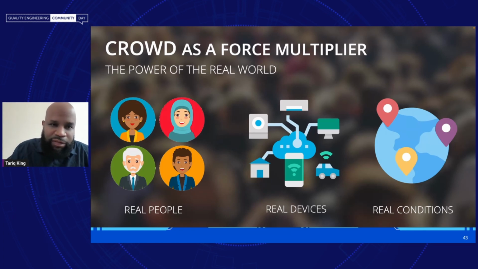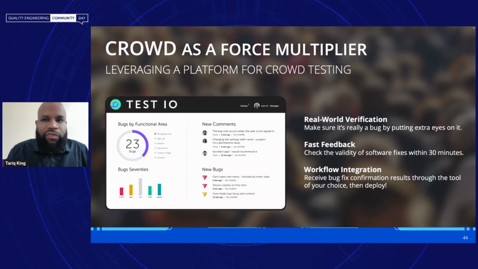I mean, you bring all these things together, now you have more realistic testing that covers a lot more, and it can be done in a bit of a burst, right? Where you can add it on as a force multiplier to get your quality improvements over a threshold. So thinking about the crowd as a force multiplier, I've been having a lot of discussions with the Test.io team that build this real world platform for bringing crowd testing to the world, right, and to people.